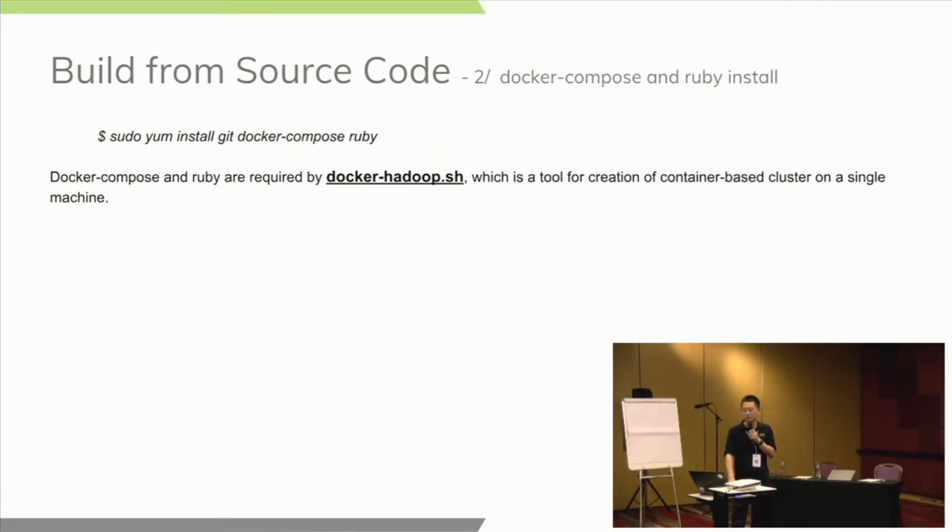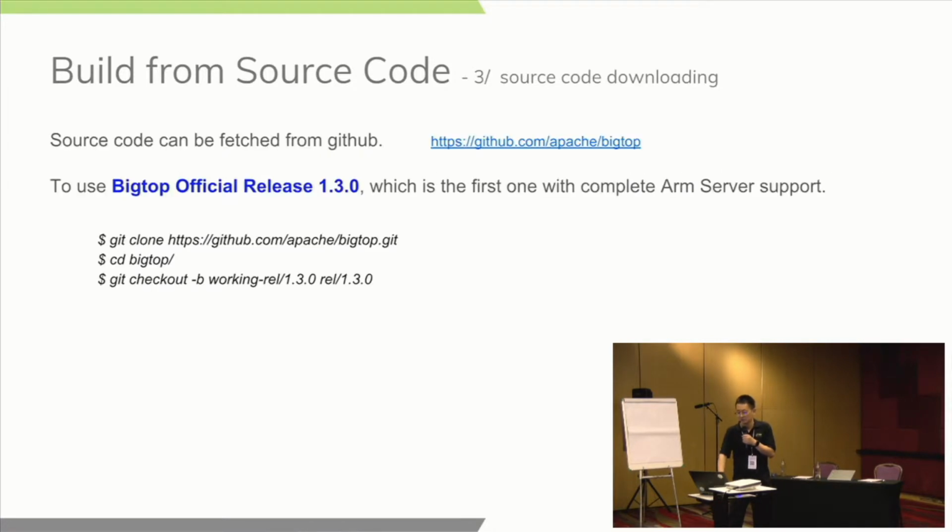Also, to run Docker, you also need to install Docker Compose and Ruby. These two tools are not required for building Bigtop from source code, but they are required when you try to run a five node container on a single machine. You will need Docker Compose, so it's better to install it now.